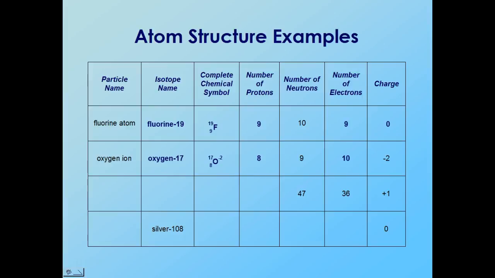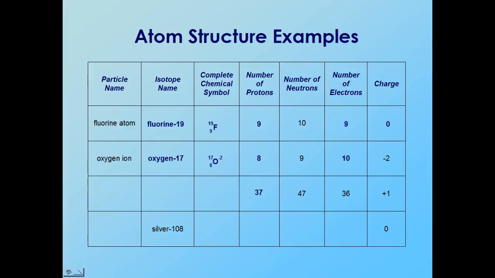So in this next example, I'm not telling you the identity of the element by the name or by the protons, but I think I've given you enough information to be able to determine which element it is. You're told it has 47 neutrons, 36 electrons, and a charge of +1. Well, charge can help us determine protons because we know the number of electrons. We know that it's positively charged, which means it has to have one more proton than it has electrons. So therefore, it has 37 protons.